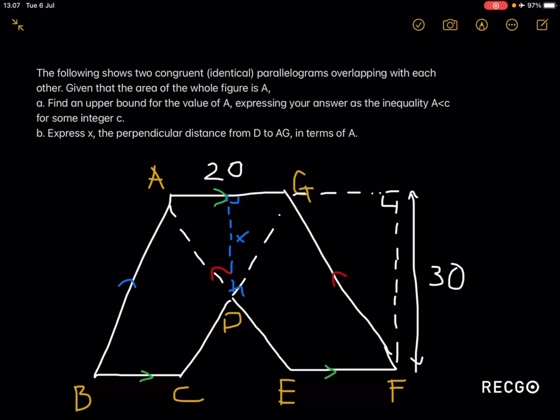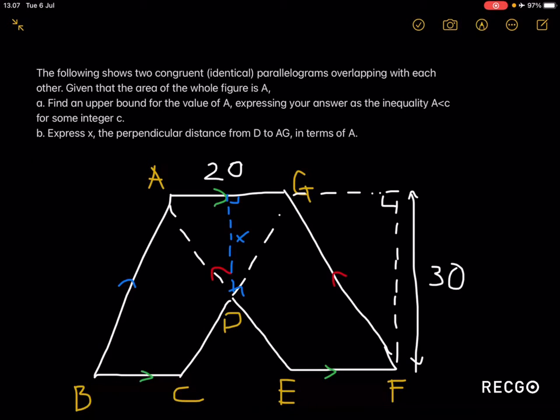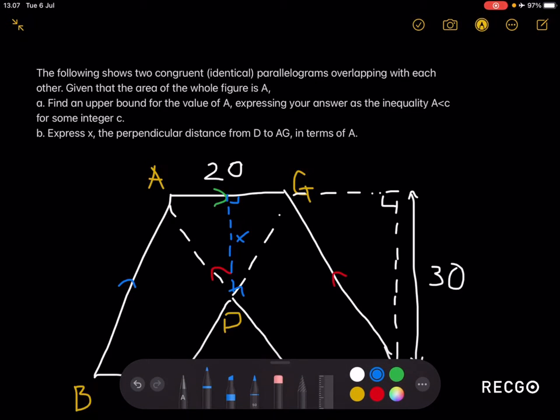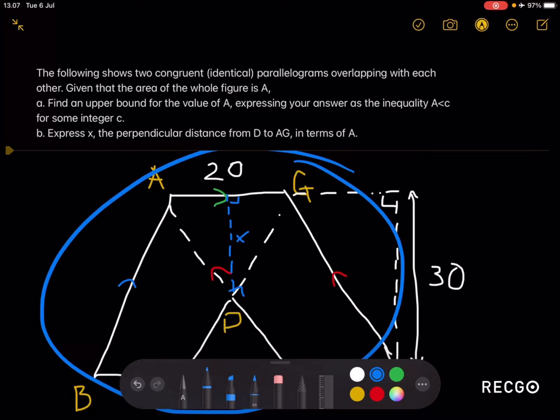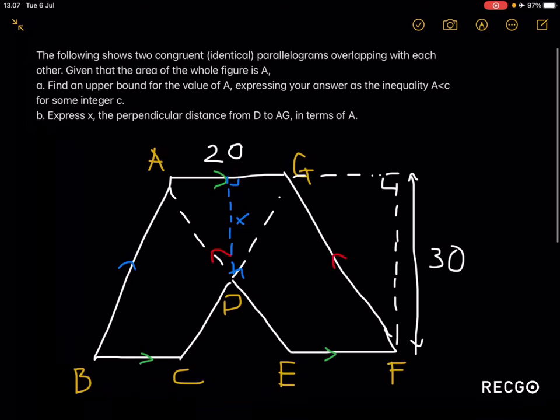Right, so here is yet another perimeter and area type problem. The following shows two congruent, or identical, parallelograms overlapping with each other. As you can see here, we have parallelograms ABCD and ADFE overlapping together to make this following shape. Given that the area of the whole figure is A, find an upper bound for the value of A.